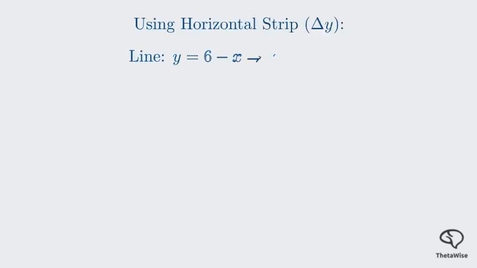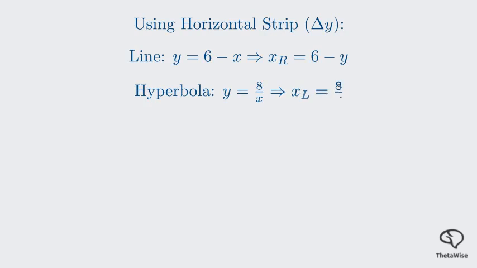The document shows a second method for this same problem using a horizontal strip. Let's see if we get the same answer. The intersection points are (2, 4) and (4, 2). The lowest y value is 2, and the highest is 4. These will be our limits. We need to rewrite our equations in terms of y. The line y equals 6 minus x becomes x equals 6 minus y. The hyperbola y equals 8 over x becomes x equals 8 over y.